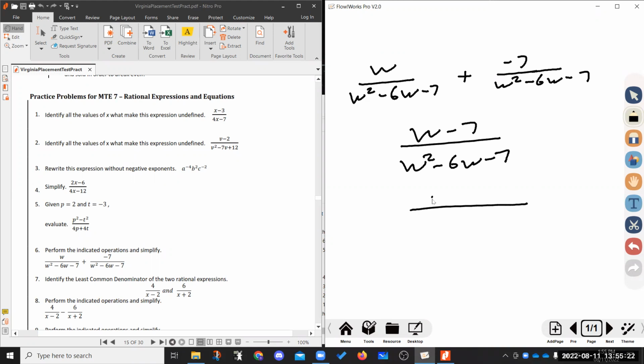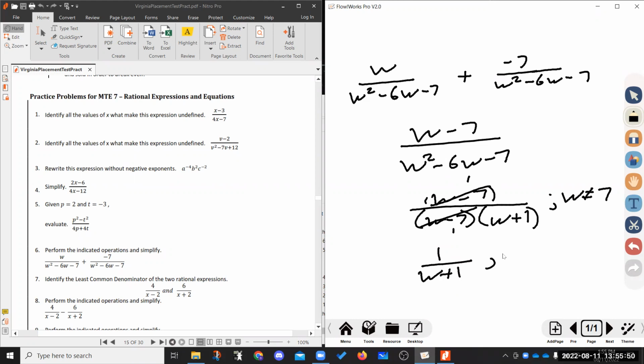Let's see if the denominator factors and gives me a w minus 7. It looks like it does. Negative 7 and plus 1 multiply to give me negative 7 and add to give me negative 6. So I'm going to make those into a 1 as long as w is not equal to 7. This is going to be 1 over w plus 1. W cannot be equal to 7.